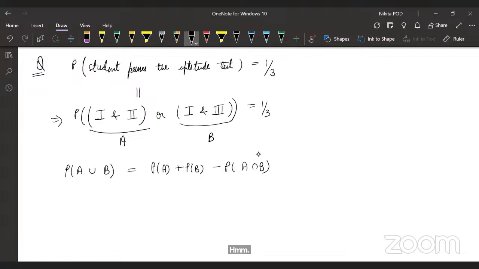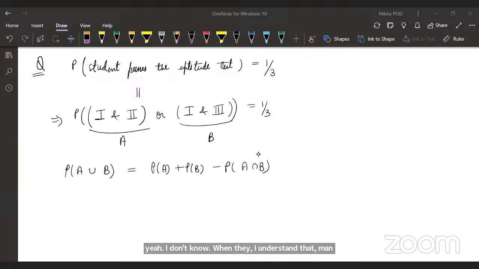See, when we say probability of A intersection B, we are saying probability of A times probability of B. And then when we say probability of A union B, why can't we say probability of A plus probability of B? Why do we need to subtract this? Because you see from the Venn diagram. Yeah, the Venn diagram, I understand that, ma'am.